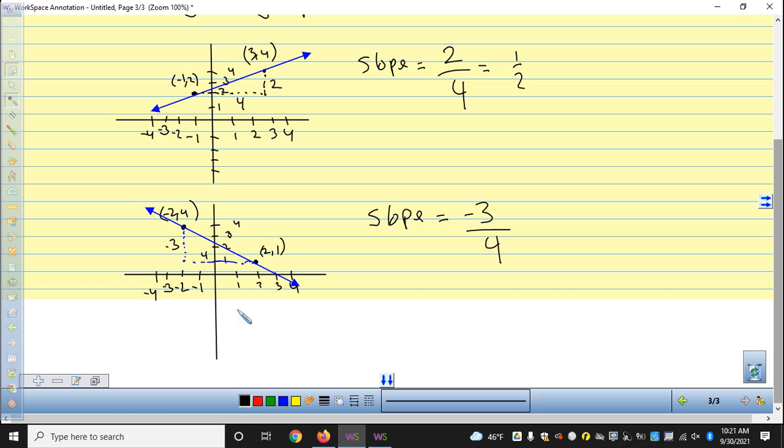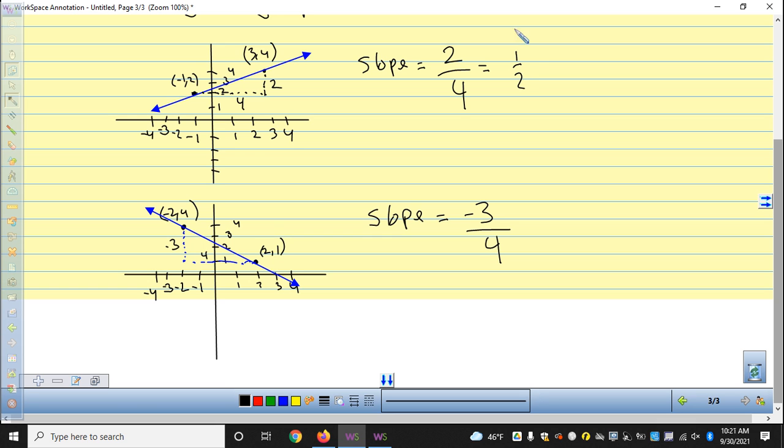Yes? Couldn't the one on the top be -2 over -4? It could be, yes. A negative divided by a negative would give us a positive, so it'd come out the same. If you wrote -2 over -4 on a test, I would give you full credit, because it's the same thing.